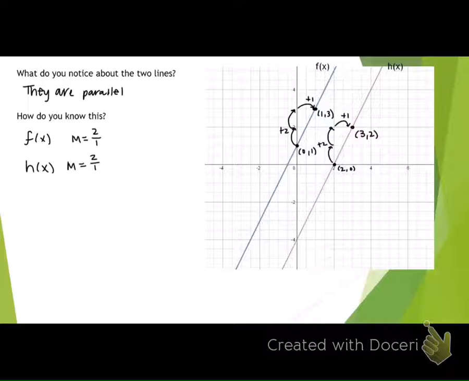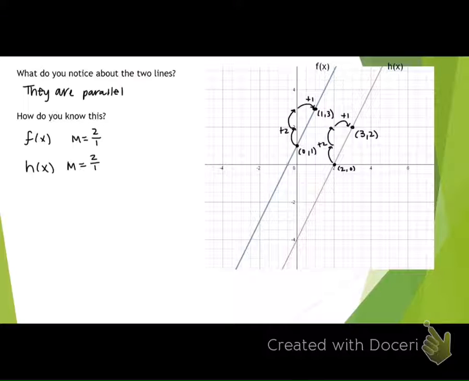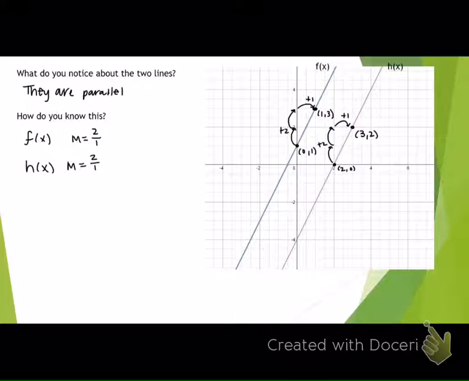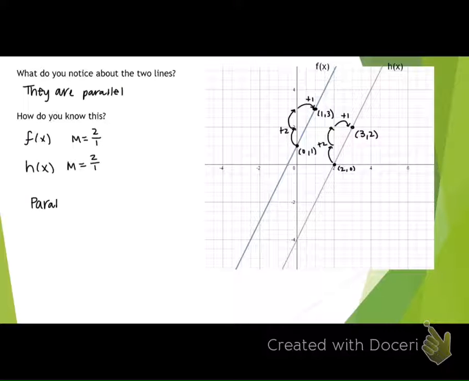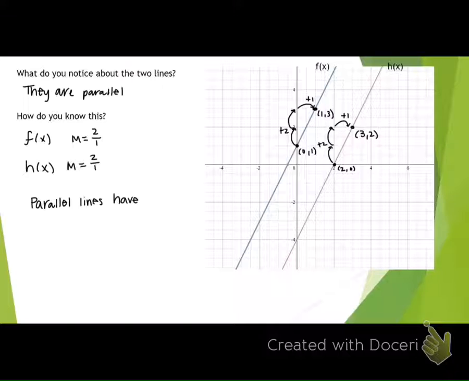So, Mike, what did you say you noticed about the slopes of parallel lines? Same slope. They have the same slope. Do these two lines have the same slope? Yes. So we know that any set of parallel lines have the same slope, different y-intercept. Good job. Who said different y-intercept? It was you, Jordan.